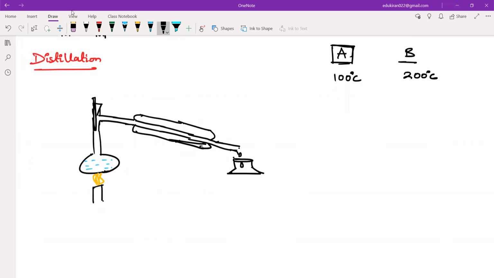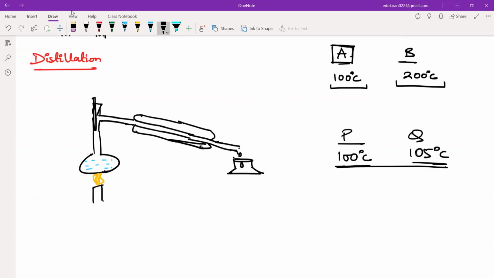So what is the principle of distillation? It is based on the difference in boiling point. Yes or no? Yes. If we had two different liquids, this liquid P has a boiling point of 100 degrees Celsius and liquid Q has, let us say, 105 degrees Celsius, the separation of these two will be very tough using distillation. Why? Because both of these are comparable temperatures. Yes or no? Yes, sir. When P is boiling at 100 degrees Celsius, Q will not boil, but a large amount of vapor of Q will also be formed at 100 degrees Celsius. Is that right? Yes, sir.